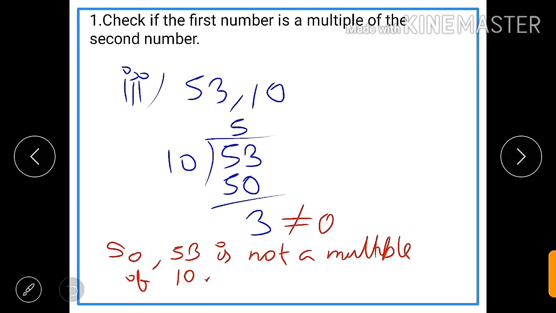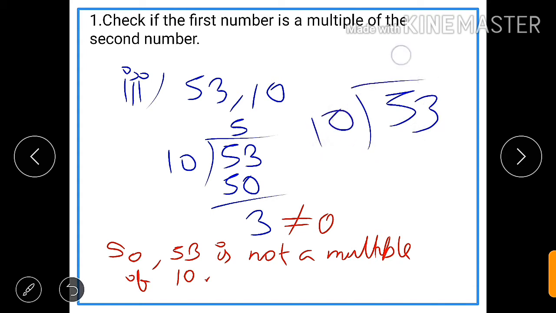Next one, 53 is the first number and we need to check whether 53 is a multiple of the second number, that is 10, or not. So we will follow the same step, that is we will divide 53 by 10. By dividing we will get 5 10s are 50 and our remainder will be 3. As you can see here, 3 is the remainder. That means 53 is not exactly divisible by 10. Therefore we will write 53 is not a multiple of 10.